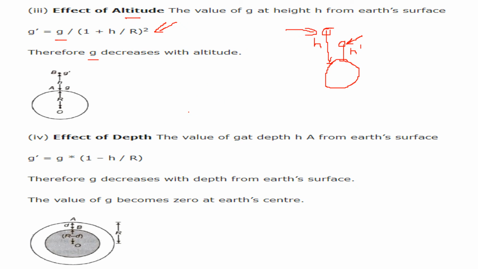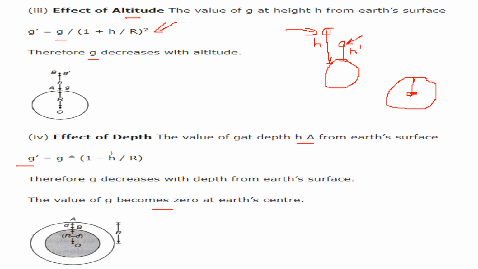Then we have the effect of depth. As you know, the value of g at some depth h from the earth's surface is given by g dash equals g (1 minus h by r). So in this case, g will decrease with depth from the earth's surface. We are talking about now not at the height, but from the surface. This is the center of the earth. So if you reach the center, the gravity will become 0.